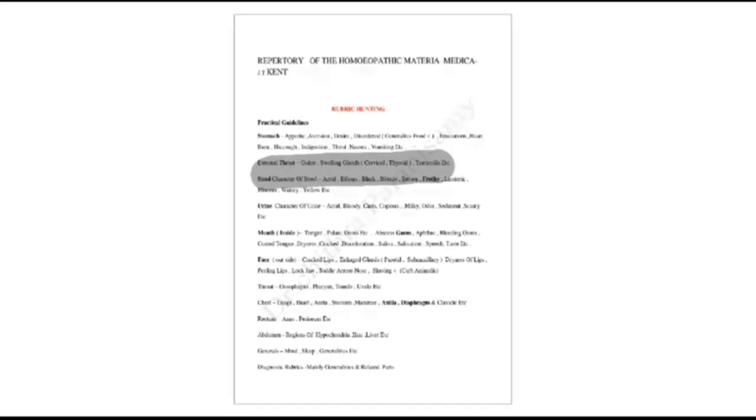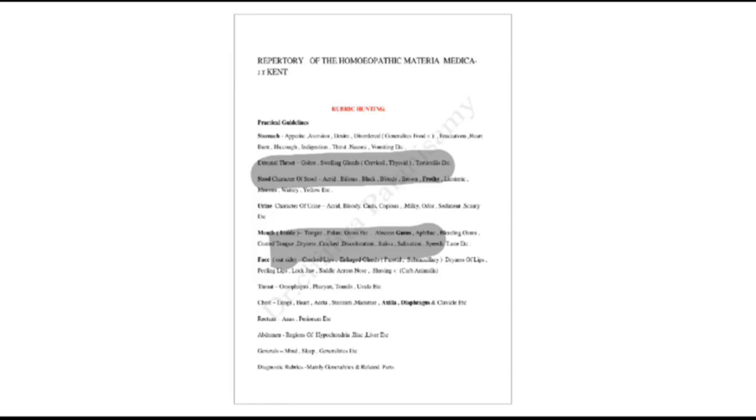Then in the mouth chapter, we can see rubrics related to tongue, palate, gums. These are present inside the mouth, so we can see them in the mouth chapter. Then aphthae, bleeding gums, coated tongue, dryness of the tongue, cracked, discoloration, salivation related rubrics and speech related rubrics, then face related rubrics present in the mouth chapter.